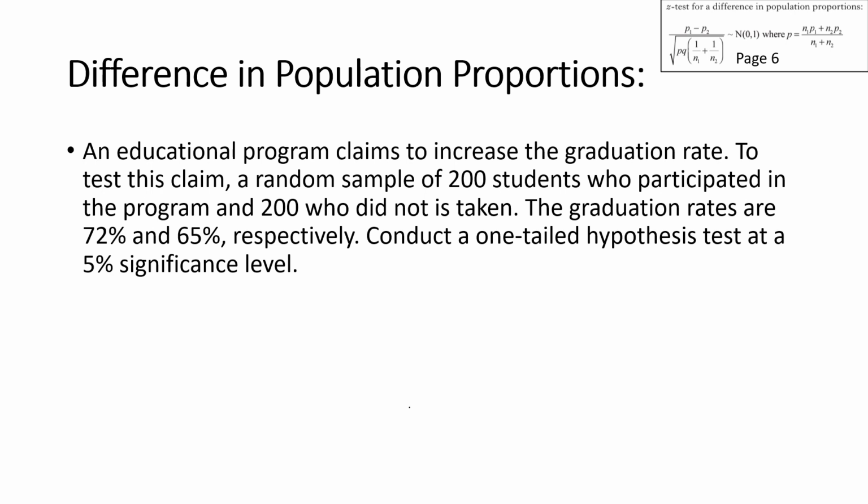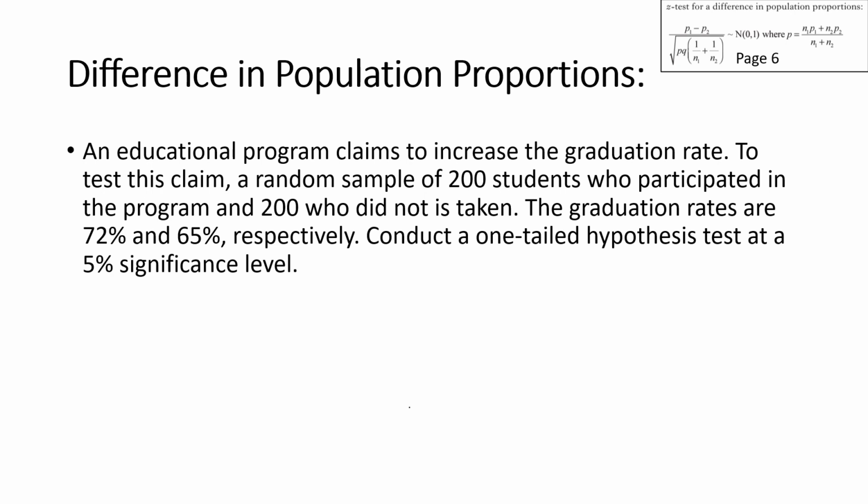Next is difference in population proportions. An educational program claims to increase the graduation rate. To test this claim, a random sample of 200 students who participated in the program and 200 who did not is taken. The graduation rates are 72% and 65% respectively. Conduct a one-tailed hypothesis test at 5% significance.